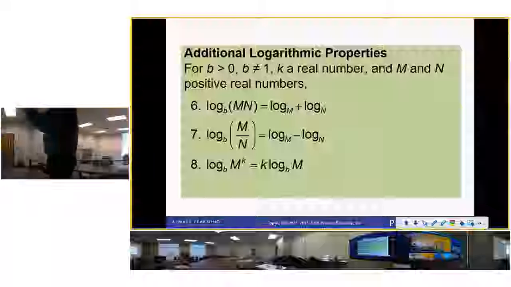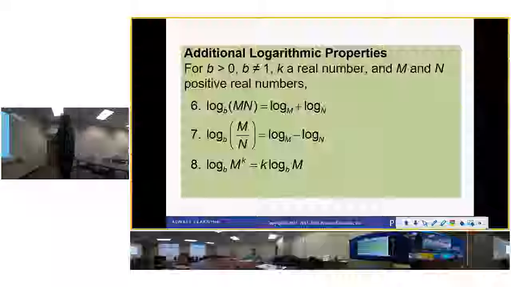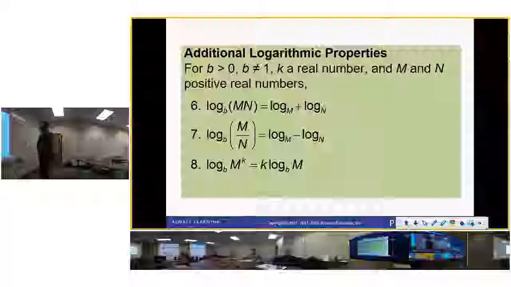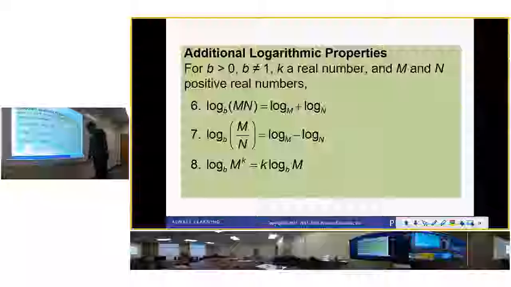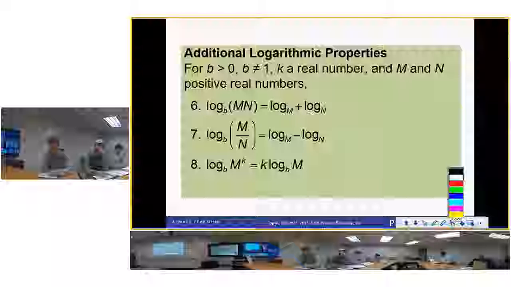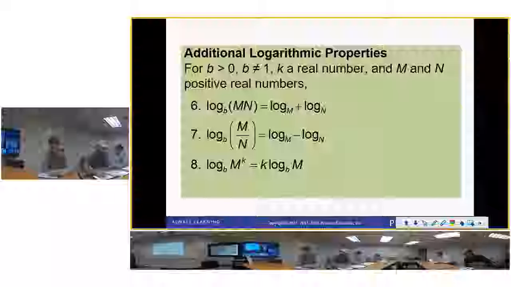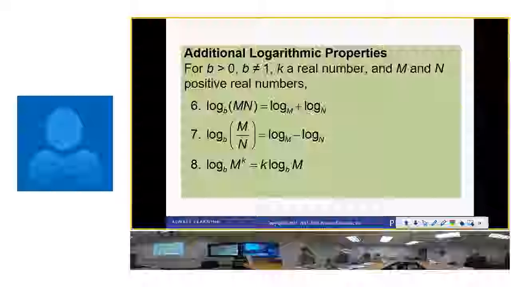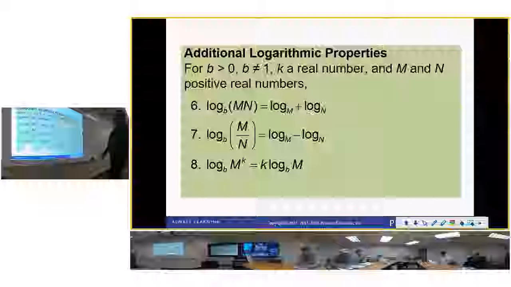Okay? So there is 6, 7, and 8 right there. Now, if you weren't here, write them down. What's the first one called? Pendleton, what's the first one called? Product rule. Thank you. Product rule.